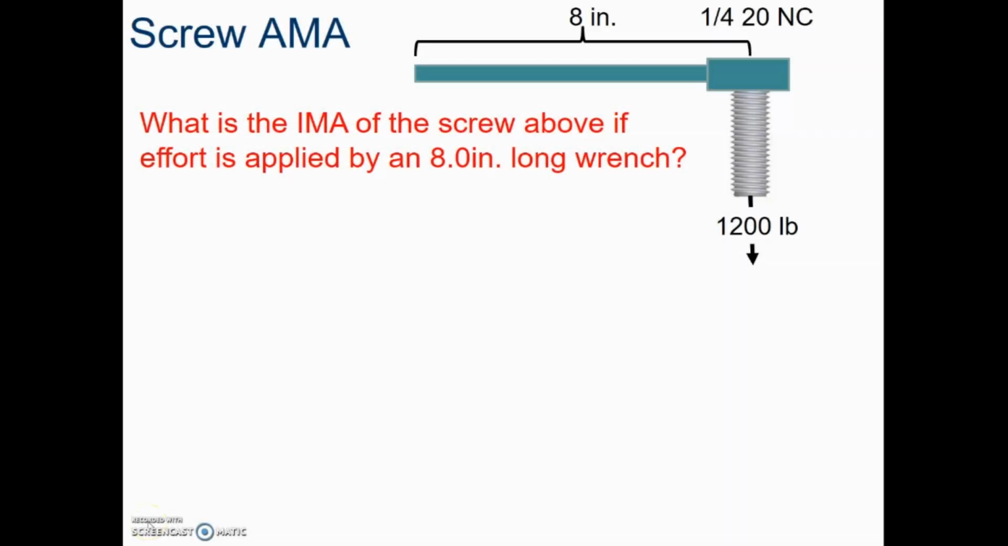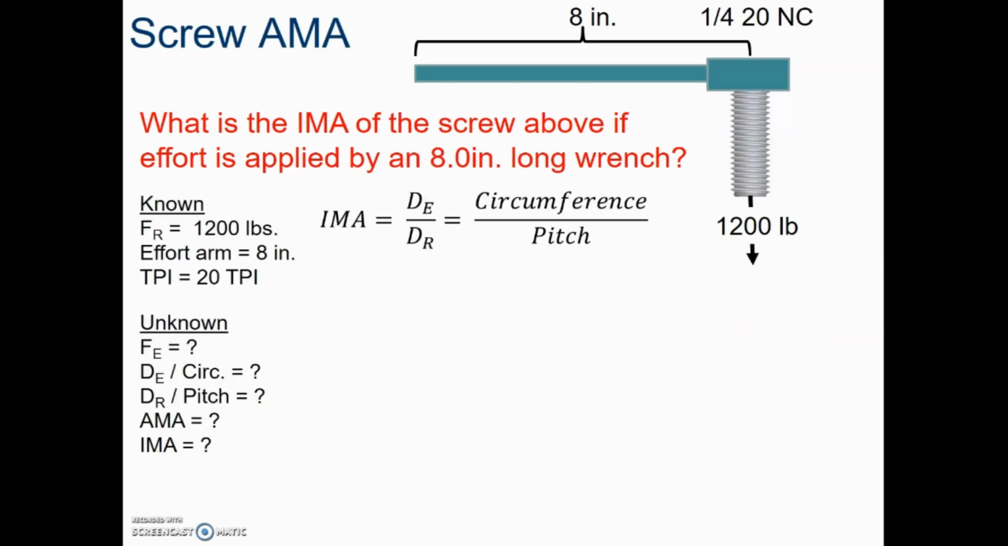So let's check out a practice example just to get the feeling of how the effort arm and the diameter and the TPI and the pitch, how all that stuff interrelates. So we've got a question. We're looking for the IMA of the screw if it's attached to an 8-inch wrench. So this is my really poor PowerPoint drawing of a wrench attached to it, 8 inches across. First things first, as usual, let's identify everything that we know, that we don't know, and the big equations that we need to use moving forward.